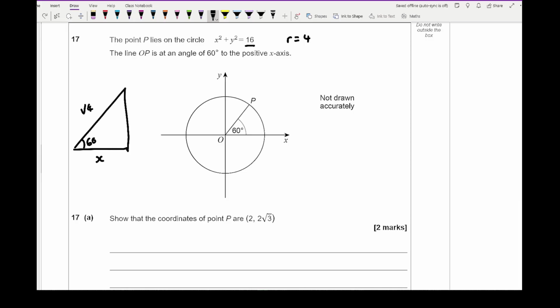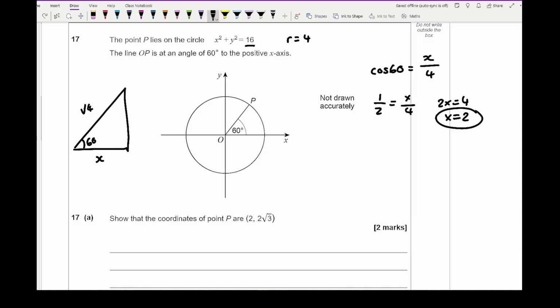So using trig, we've got the adjacent and the hypotenuse, so we're going to be using cos. So cos 60 equals x over 4. Now cos 60 as an exact value of trig is a half, so that's going to be a half equals x over 4. And then doing a bit of cross multiplying, we get 2x equals 4, so x equals 2.